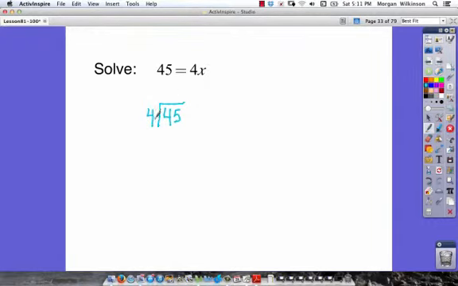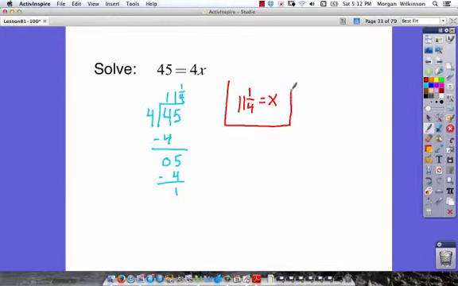So 4 goes into 4 one time. That gives us 4 with 0 left over, and we bring down our 5. 4 goes into 5 one time. We've got 4 with 1 left over. We've got our answer, 11 and 1 out of 4. So 11 and 1/4. That must be x. 11 and 1/4 is equal to x, because 4 times 11 and 1/4 is equal to 45. We've solved our problem because we figured out what x needs to be equal to in order to make the equation true.